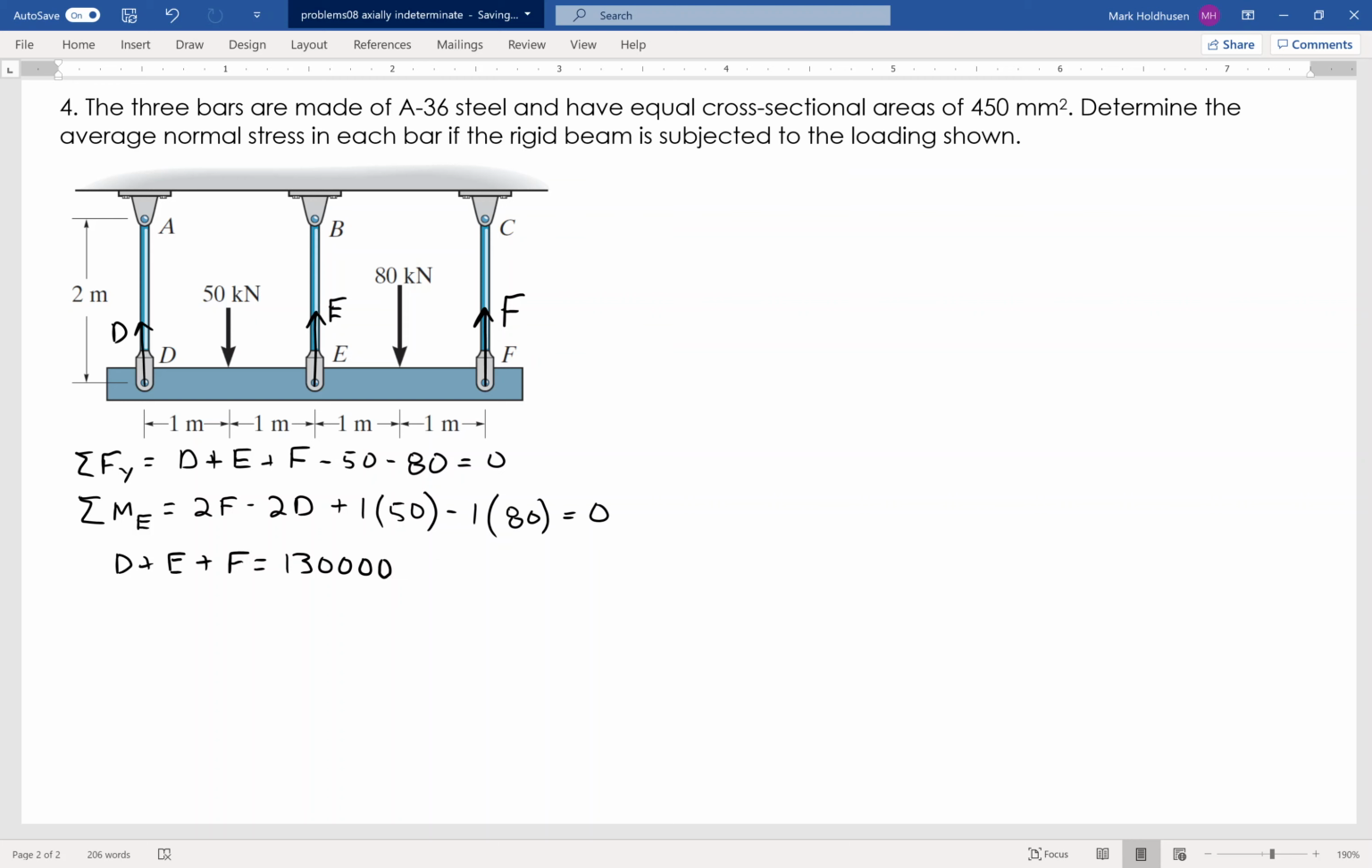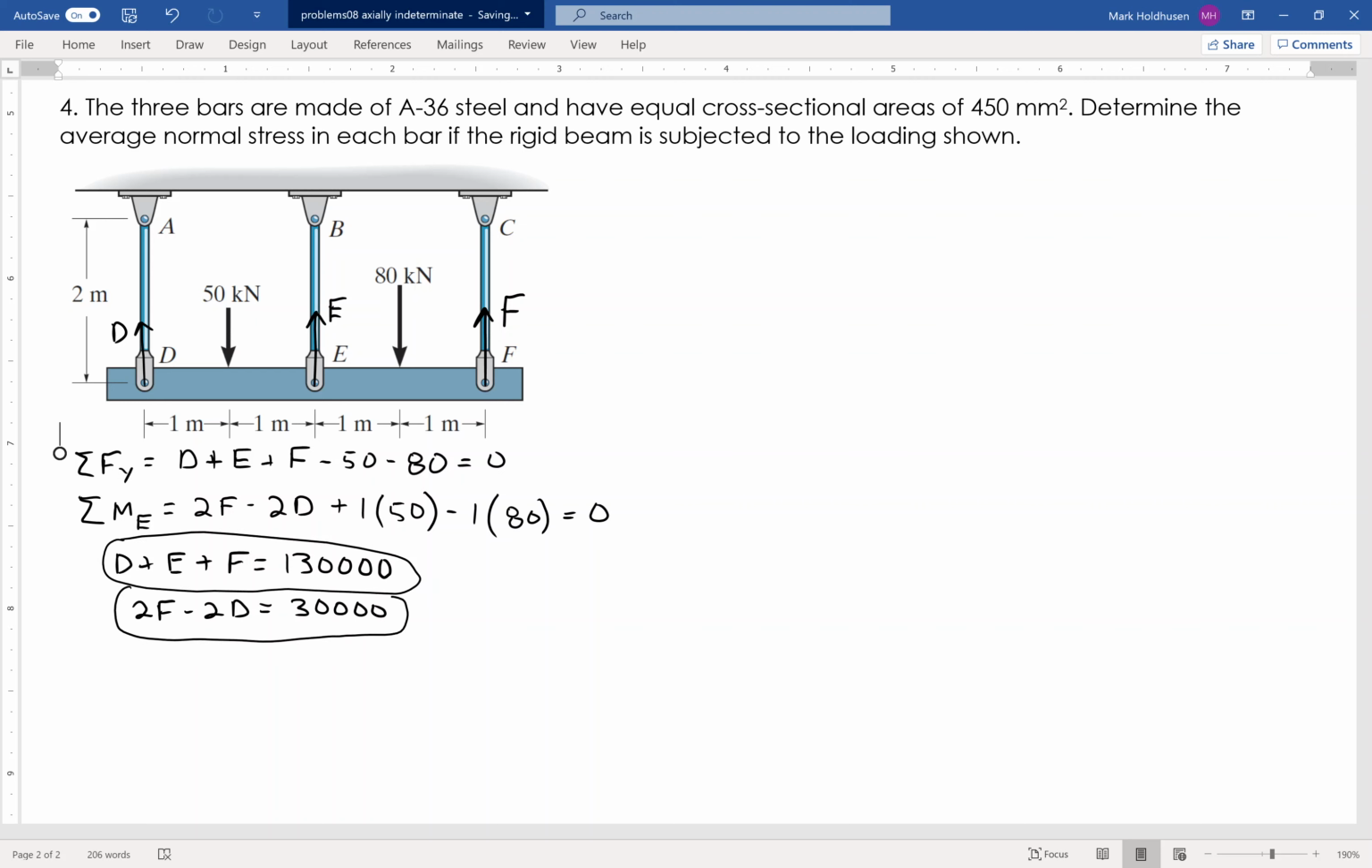Now I'm switching, I guess, from 50 to 50,000. I probably should have written that the first time, but those were in kilonewtons. Now they're in newtons. Then doing the second equation, I get 2F minus 2D equals 30,000. So I have two equations here, equation 1, equation 2. However, I've got 3 unknowns that I've got to deal with.